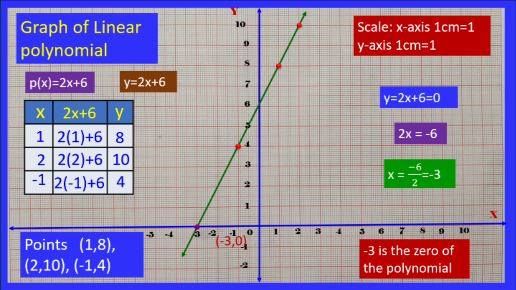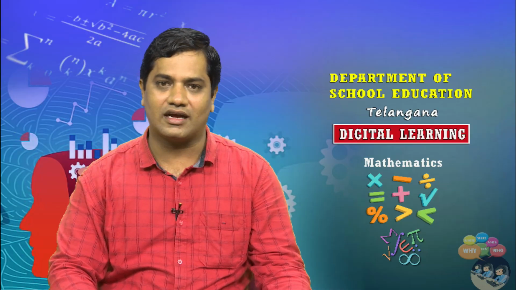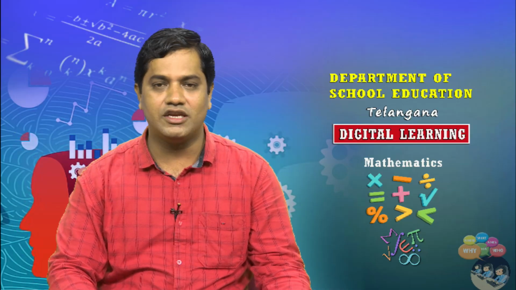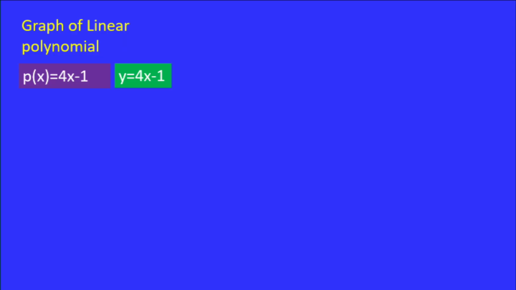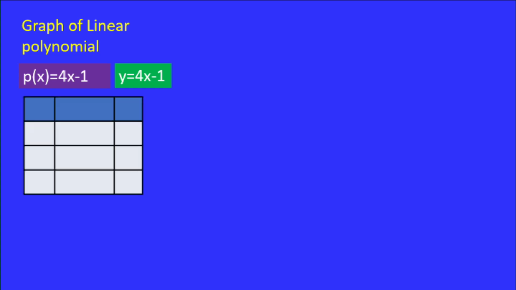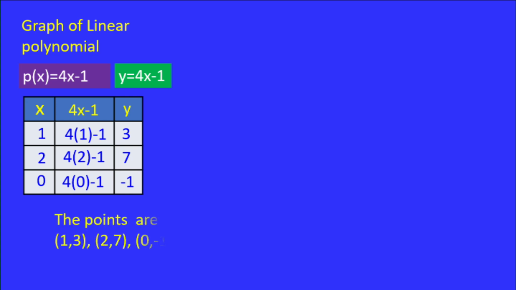Okay. Now let us have a glance at one more example, same like this. Try to draw the same graph in your graph paper. Okay children, see the polynomial p of x is equal to 4x minus 1. Let us assume it as y is equal to 4x minus 1. Now tabulate the values, ordered pairs. So here by taking 1 we get 3, by taking 2 we get 7, by taking 0 we got minus 1. Now the ordered pairs are 1 comma 3, 2 comma 7 and 0 comma minus 1.